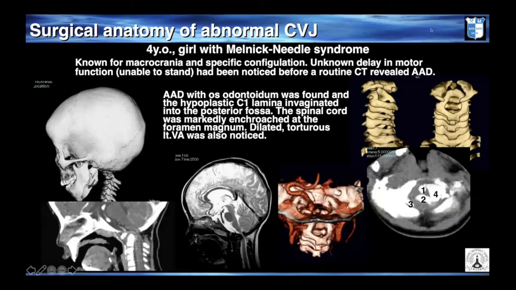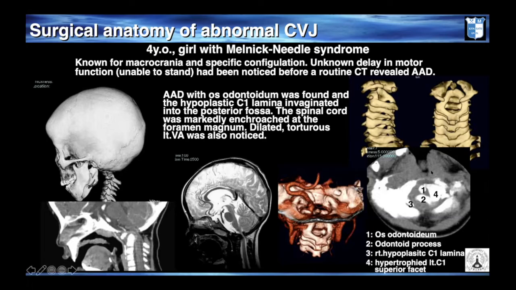And this is a 4-year-old girl with Marfan syndrome, known for macrocrania and a specific configuration. This patient showed an unknown delay in motor function, and routine CT revealed this AAD. If you look at this, this is the level of the foramen magnum. And you don't understand what is what unless you look carefully at this 3D reconstructed image.